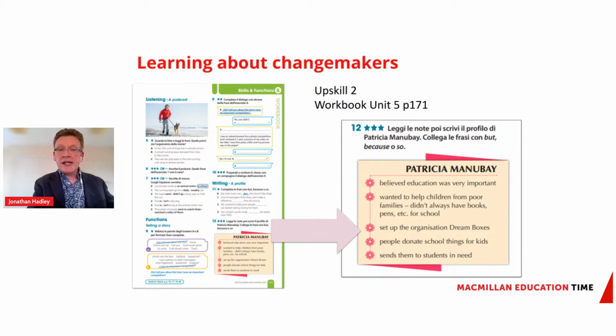So I guess for the grammar parts, students would need to produce: because Patricia Manube believed education was very important, she wanted to help children from poor families. But they didn't always have books, pens for school, so she set up the organization Dream Boxes. So that would be the grammar, the writing part, but then explore with students what they think about Patricia's charitable campaign.